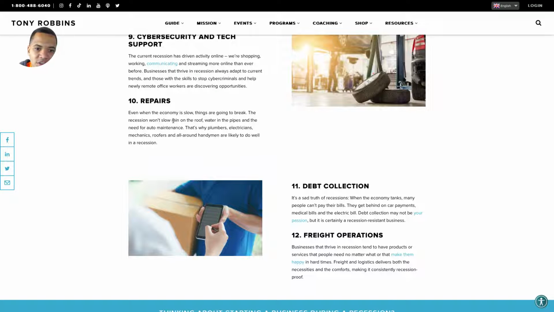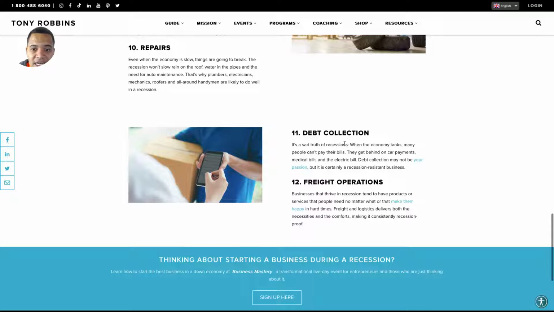The recession won't slow rain on the roof, water in the pipes, and the need for auto maintenance. That's why plumbers, electricians, mechanics, roofers, and all-around handymen are likely to do well in a recession. Wow. Hey, handyman, people need to get stuff fixed. You guys are still in need during a recession. You're recession proof.